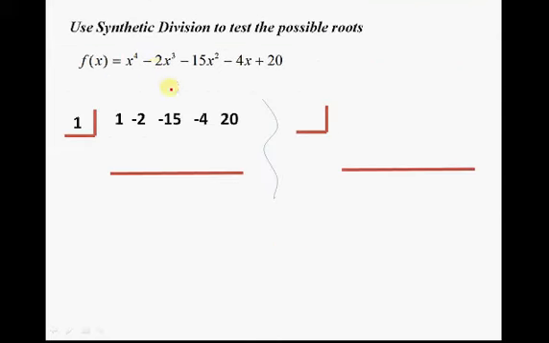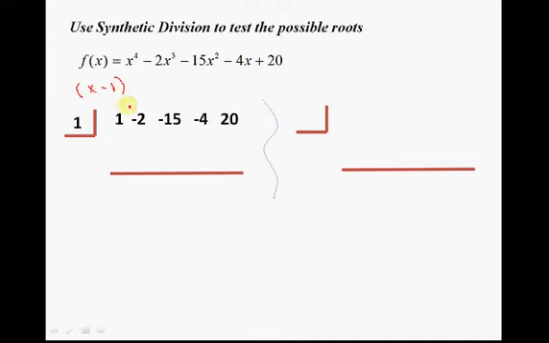So one of the ways we can do this is use synthetic division to find the possible roots, because when we come up with a remainder equal to 0, that's going to tell us it's a root. So let's just take a look at a root of 1. So we could rewrite this. The factor would be x minus 1. That's what the factor would be.